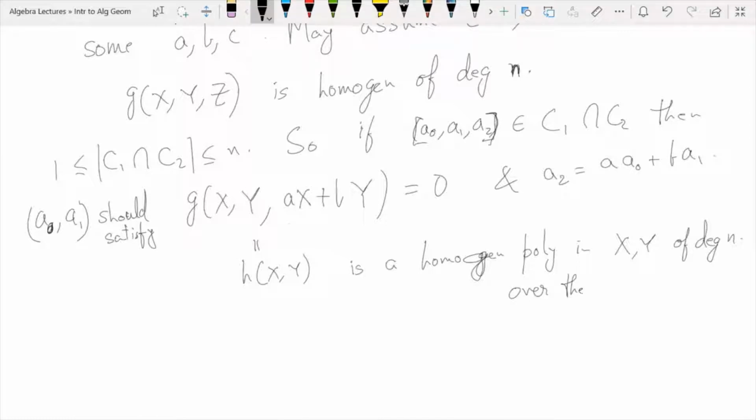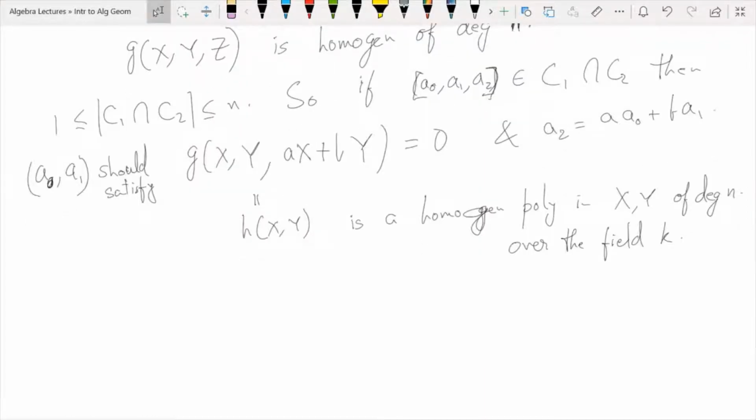over the field K, where K, remember, is an algebraically closed field. So like yesterday in the quiz solution, I was telling you, if you have a homogeneous polynomial in two variables over an algebraically closed field, then it will split into linear factors, because you just dehomogenize it and then try to solve it.